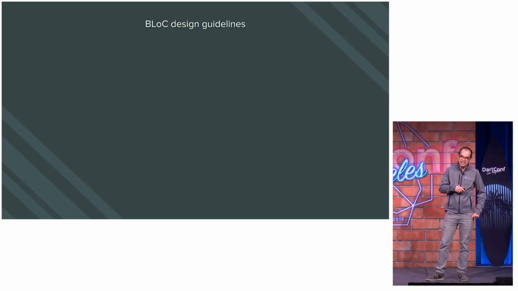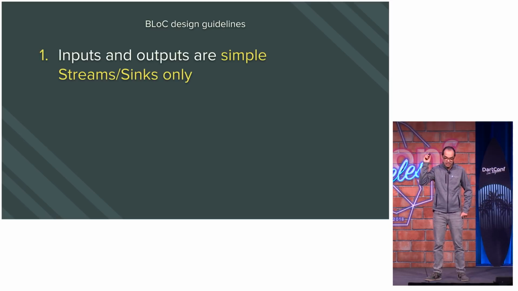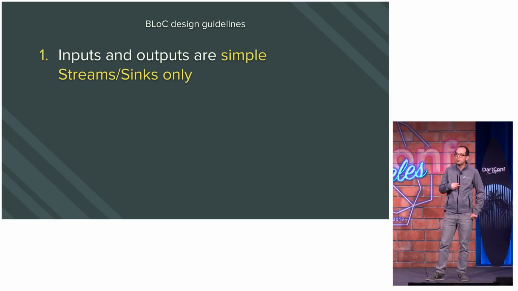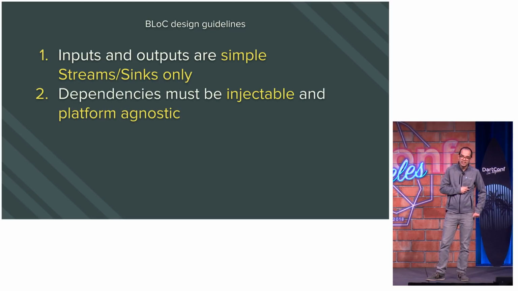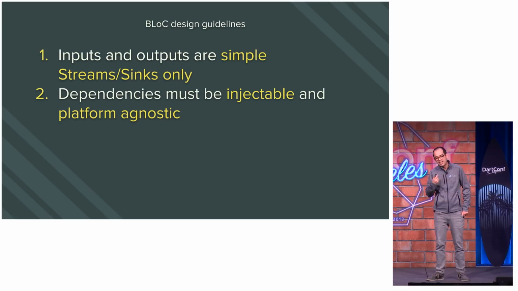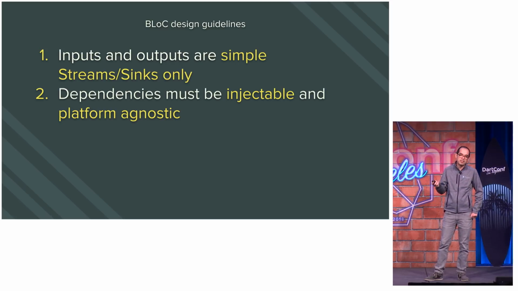All right, so the guidelines for designing a block are, number one, the inputs and outputs are simple, streams and sinks. You cannot have platform-dependent concepts and constructs. That's kind of obvious. But the inputs and outputs are only streams. Can I have a function? No. Can I have a const? No. Sinks, streams. Second, dependencies must be injectable. And if you don't do that, you have more trouble than this.